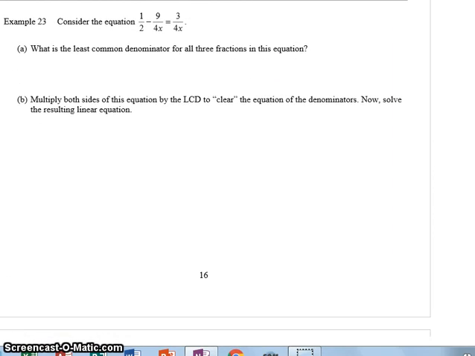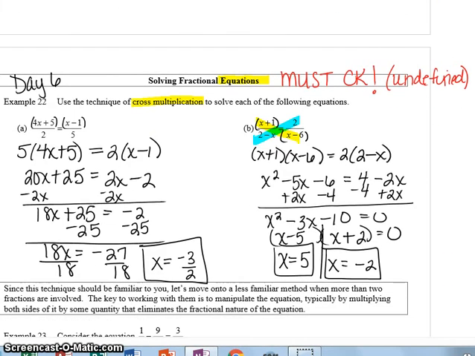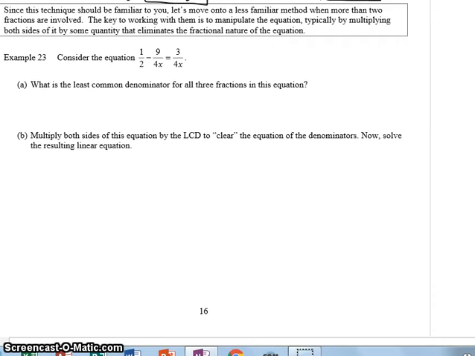Not so easy. You can't just cross multiply. Why? Because it's not a fraction equal to a fraction. So I might go back up top and say that cross multiplication can only be done if it's one fraction equal to one fraction. Okay? And then when you look at example 23, you have a fraction minus a fraction equal to another fraction. So we're going to use the LCD method.